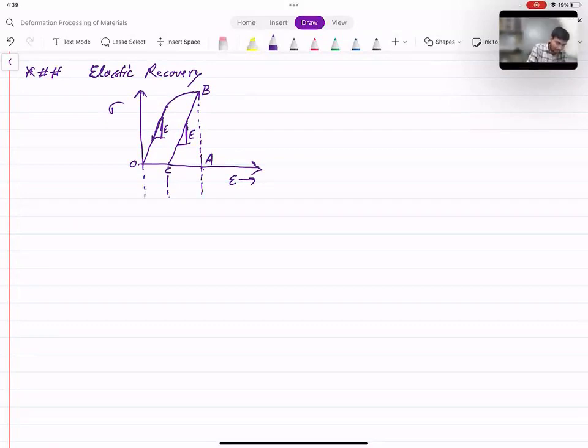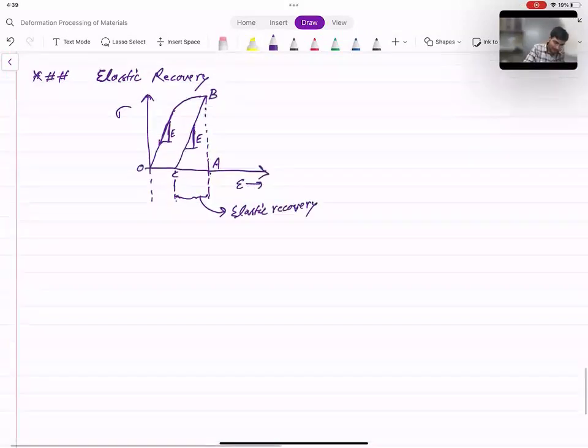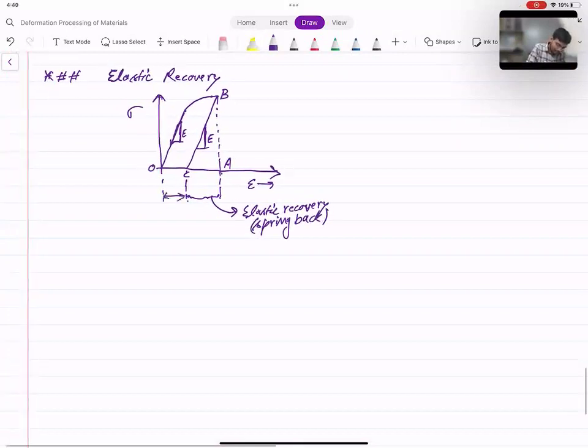So this particular recovered part is known as elastic recovery. This is due to the elastic behavior of material, that after removal of the load, the material regains its original dimensions or recovers the elastic strain. So this is elastic recovery or spring back. And this is the permanent deformation.